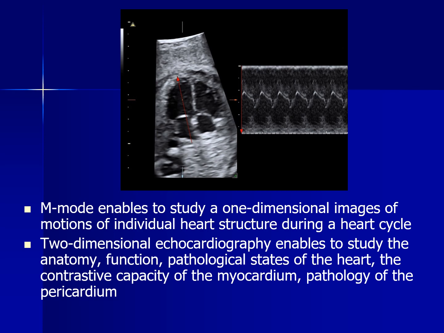That slide shows M mode and two-dimensional echocardiography. M mode enables to study one-dimensional images of motions of individual heart structures during a heart cycle. Two-dimensional echocardiography enables to study the anatomy, function, the pathological states of the heart, the contractile capacity of the myocardium, and pathology of the pericardium.